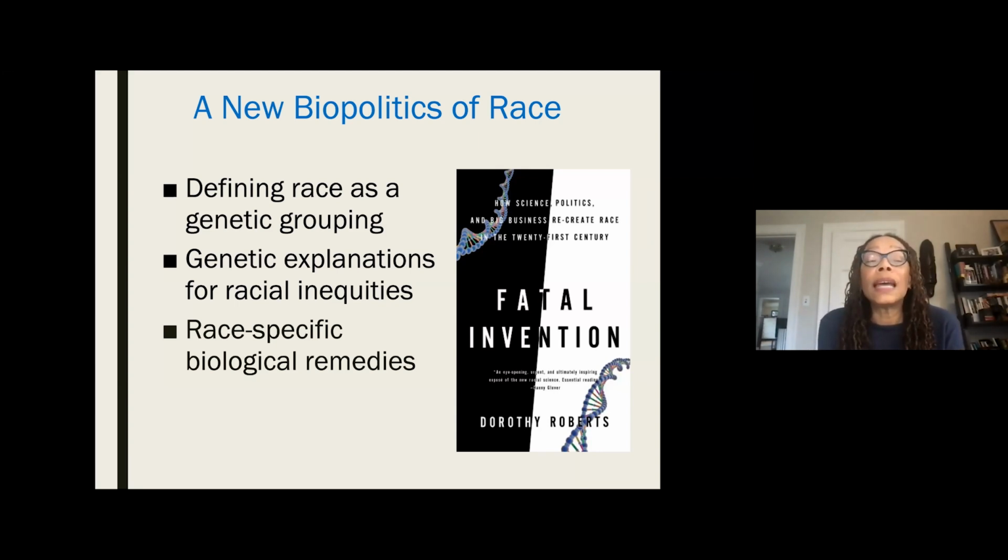Then there were genetic explanations for racial inequities, including inequities in health, and this was seen as a basis for justifying race-specific biological remedies, including remedies supposedly for health inequities.